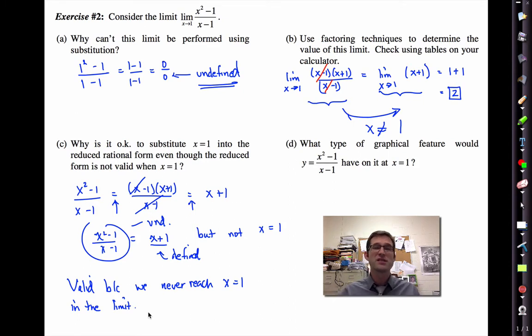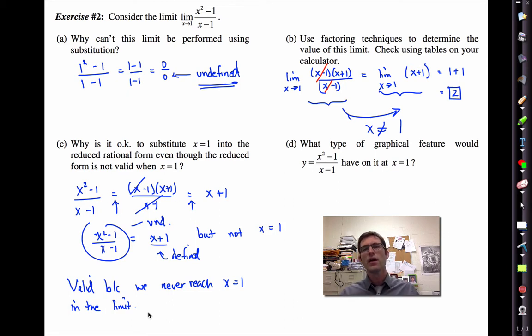And surely when x is 0.99999999, x plus 1 is very close to 2. And when x is 1.0000001, x plus 1 is very close to 2. So even though the original expression doesn't exist when x is 1, it is certainly headed towards 2 as x gets infinitesimally close to 1. I know it took a long time to go through that, but it's really important.